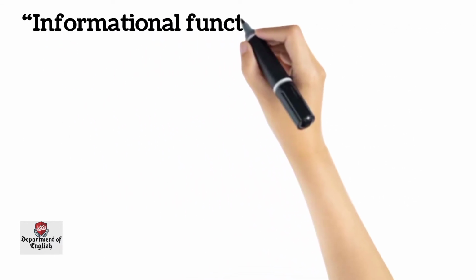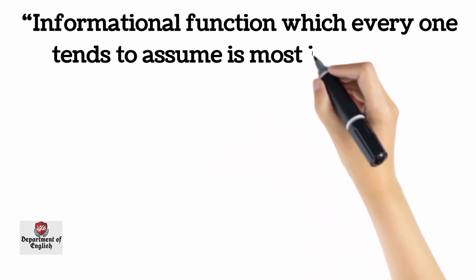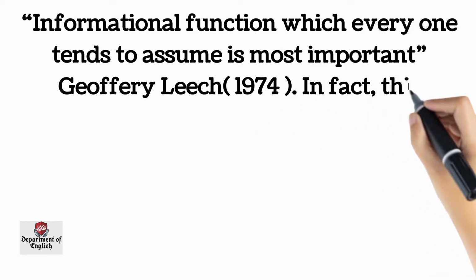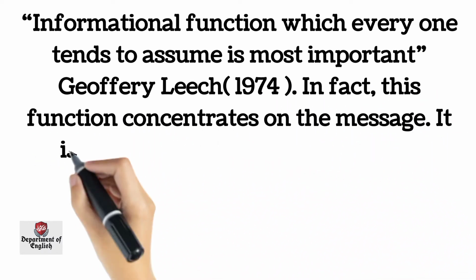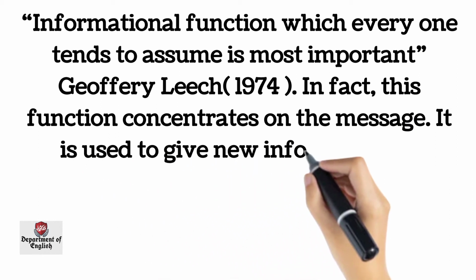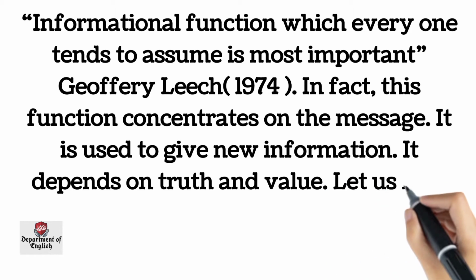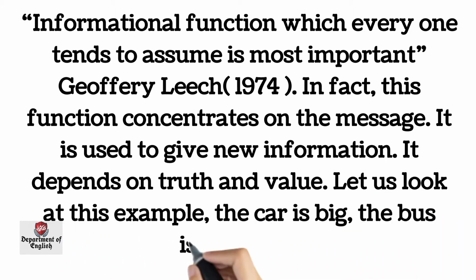Informational function, which everyone tends to assume is most important. Geoffrey Leech 1974. In fact, this function concentrates on the message. It is used to give new information. It depends on truth and value. Let us look at this example. The car is big, the bus is crowded.